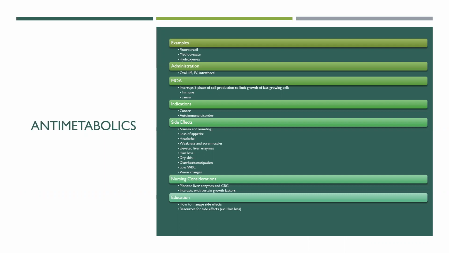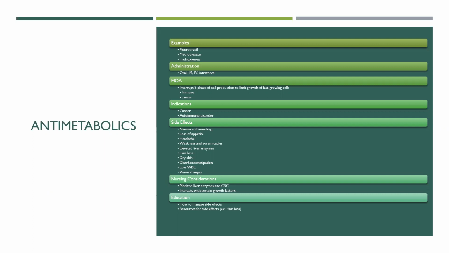Then we have our antimetabolics. Examples of this would be like fluorouracil, methotrexate, and hydroxyurea. This can be given orally, IM, IV, or intrathecal. And the way that an antimetabolic works is it interrupts the S phase of cell production to limit growth of fast-growing cells. And there's two types of cells in our body that are typically identified as fast-growing. The first one is immune cells, and the second one is cancer cells. So as far as indications go for antimetabolics, we can give this for cancer as a form of chemotherapy, and we can also give it for autoimmune disorders.